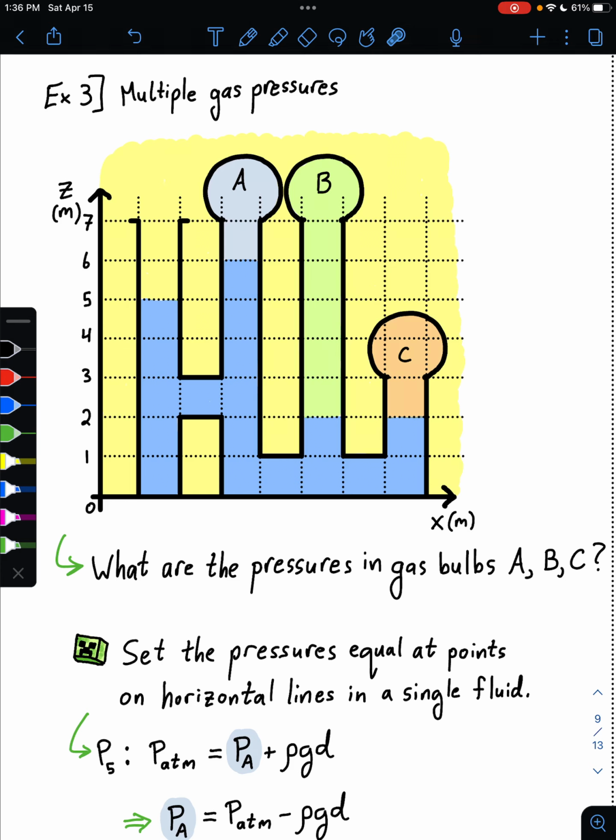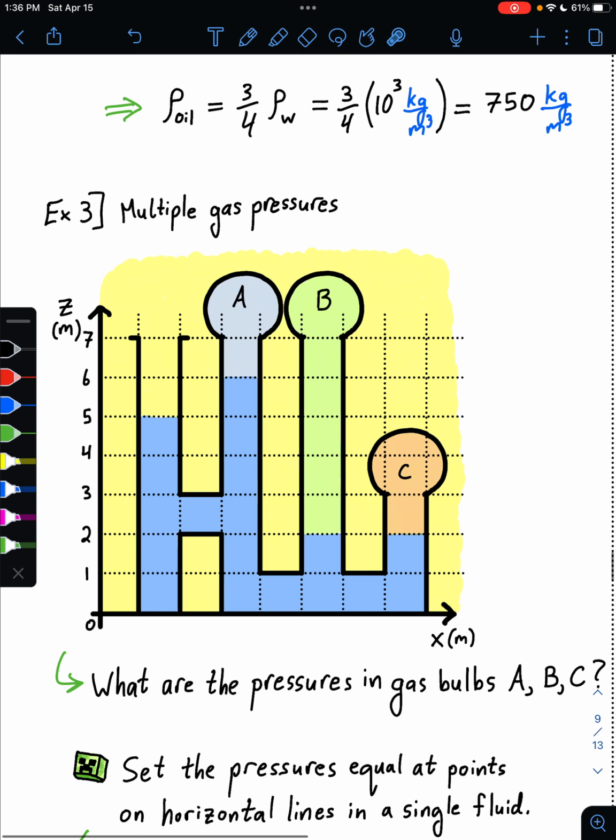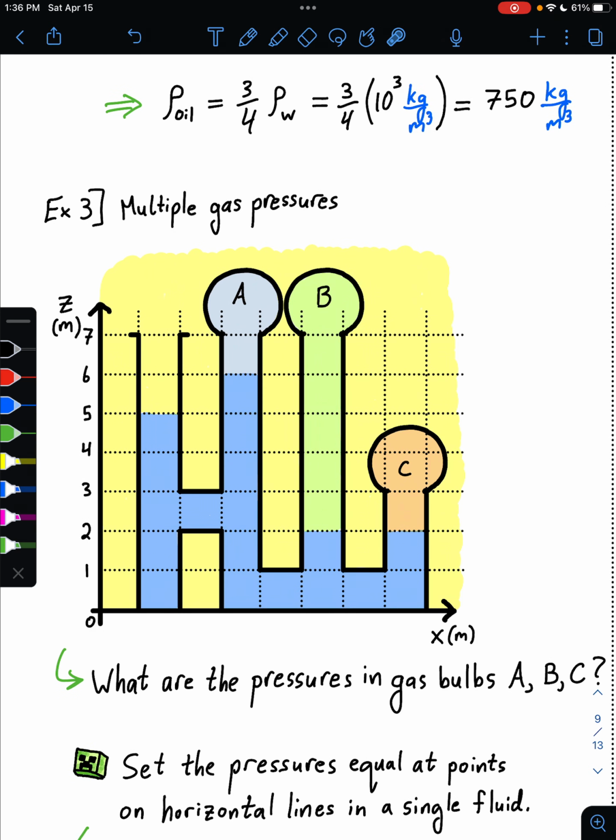Okay, example 3. Here we have a set of tubes with outside air pressure in yellow, and then 3 different gases in these tubes at different pressures. So you can see the water level is at different heights due to the different pressures in these sealed tubes. So what are the pressures in gas bulbs A, B, and C? You'll be computing that in a moment using the same strategy, setting the pressures equal at points on horizontal lines in a single fluid. So take the outside atmospheric pressure to be 1 atm and compute the pressures in bulbs A, B, and C. Pause the video, try that now.